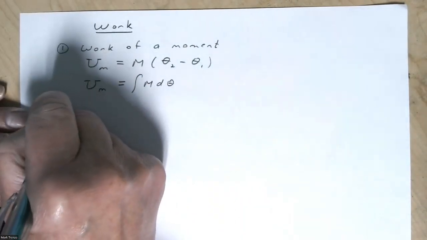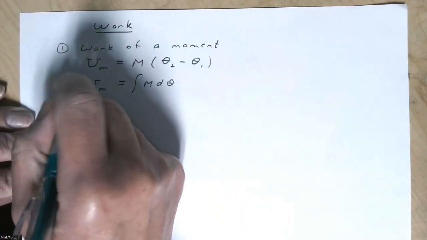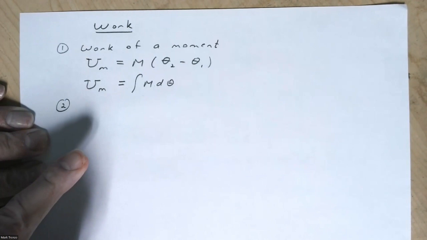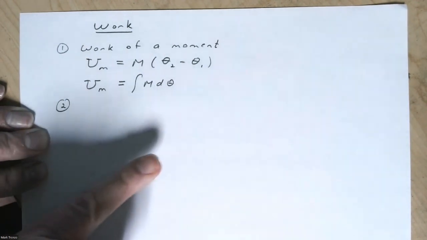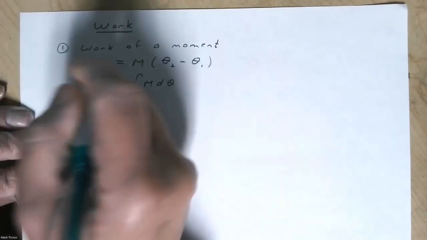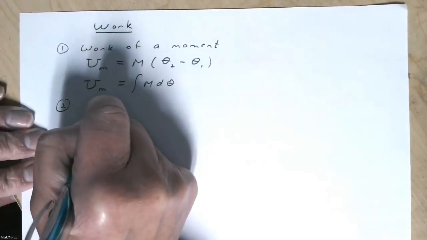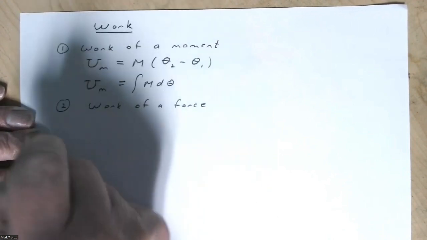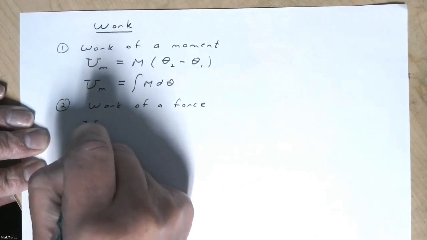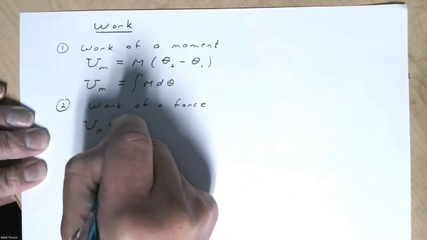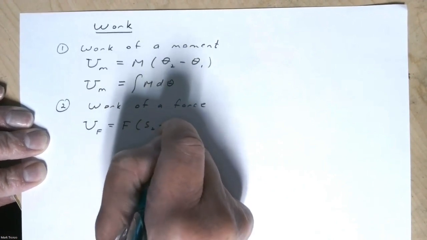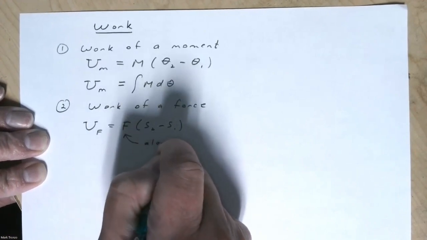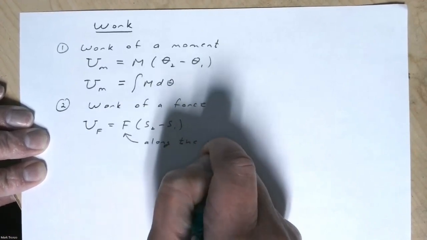And then the work of a force. Remember, the work of a force is just the force component along the path of the motion. So let's say it this way: work of a force, and again, this would be the force along the path of motion.